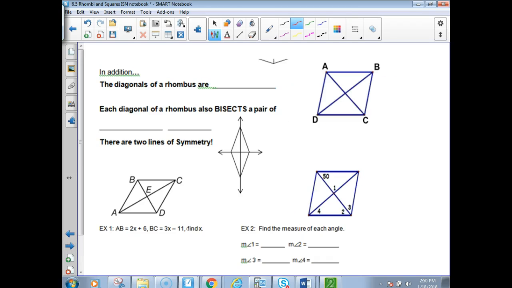Okay. Next, in addition, the diagonals of a rhombus are perpendicular. And that, of course, means form right angles. So when you meet, you have right angles. That means you're going to have 4 right angles in the middle there, where the diagonals intersect. Each diagonal of a rhombus also does something else special. It bisects a pair of opposite angles.